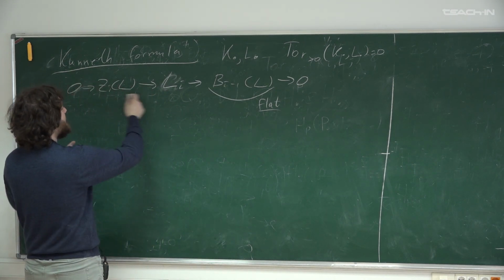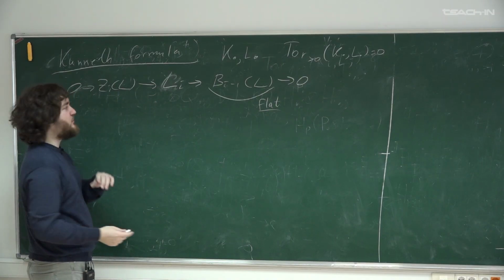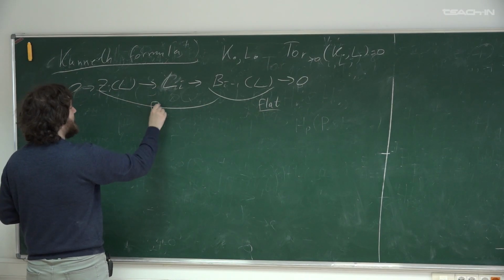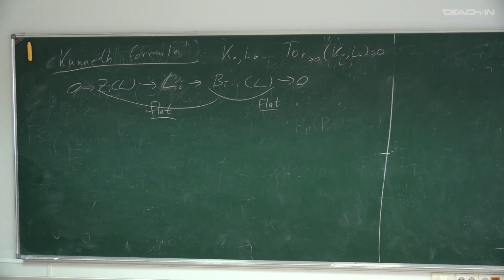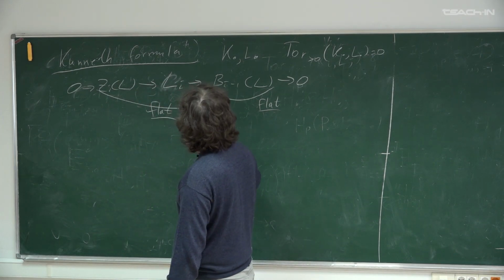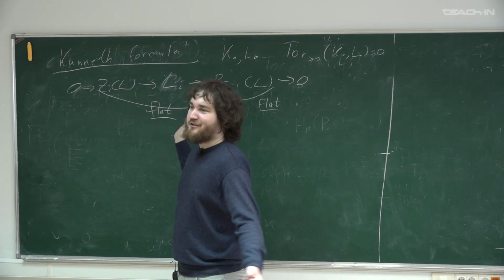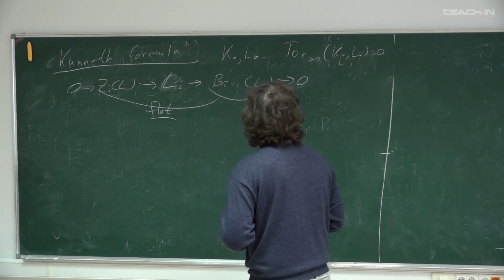So one of these two is flat, and this is equivalent to all of them being flat. Wait, why are all of them flat? It's my assumption. I just said before that, in fact, I can assume only that one of these is flat, but then all three are flat. So in fact, I have all my modules flat.